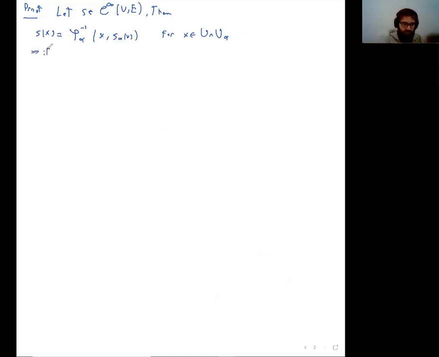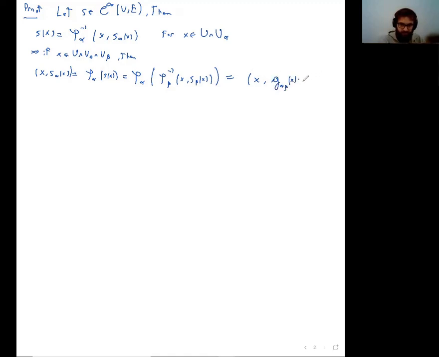And now it's easy because now we know that if x is actually in U intersected U alpha intersected U beta, then x, S alpha of x, which we just said is nothing but phi alpha of S of x. So I'm just inverting this. And I can, because this is a diffeomorphism, it's phi alpha of phi beta inverse, because this relationship of course is valid also for beta if x is in U alpha intersected U beta. But this composition phi alpha composed phi beta inverse, it's by the definition of bundle, nothing but x, g alpha beta of x times S beta of x. Okay, so in particular, S alpha of x is g alpha beta times S beta.